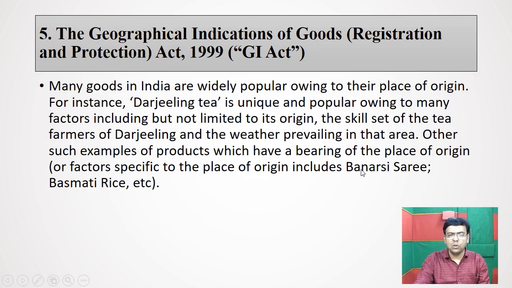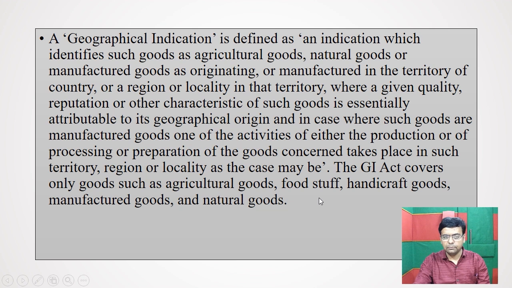The Geographical Indication of Goods Act 1999, the GI Act. Many goods in India are widely popular owing to their place of origin. For instance, Darjeeling tea is unique and popular owing to many factors including but not limited to its origin, the skill set of the tea farmers of Darjeeling and the weather prevailing in that area. Other examples of products which have a bearing of the place of origin or factors specific to the place of origin include Banarasi sari and Basmati rice.